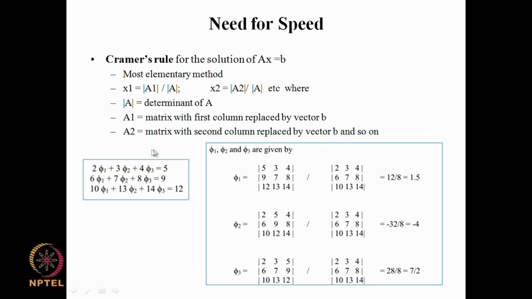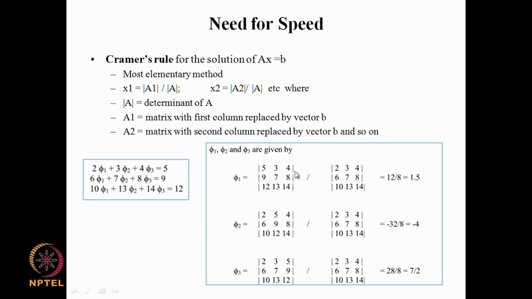So let us just take a simple 3 by 3 example where you have 3 unknowns phi 1, phi 2, phi 3, and the 3 equations are 2 phi 1 plus 3 phi 2 plus 4 phi 3 equal to 5, 6 phi 1 plus 7 phi 2 plus 8 phi 3 equal to 9, and 10 phi 1 plus 13 phi 2 plus 14 phi 3 equal to 12. You can see it is a made up kind of thing, and so for this equation as per Cramer's rule, phi 1 is given by, now the coefficient matrix is 2, 3, 4, 6, 7, 8, 10, 13, 14, and for phi 1 we replace the first column with the right hand side column 5, 9, 12. So we have 5, 9, 12, and then 3, 4, 7, 8, 13, 14.